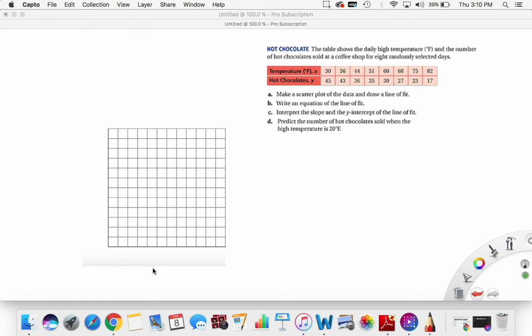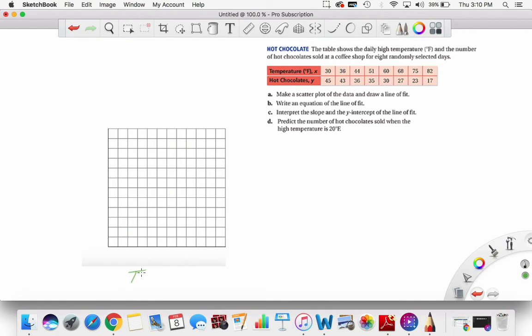Now, in order to make a scatter plot of the data, the first thing we want to do is label each axis. According to the table, our x-axis is the temperature because right here it says x. And then on the y-axis, we have hot chocolates.